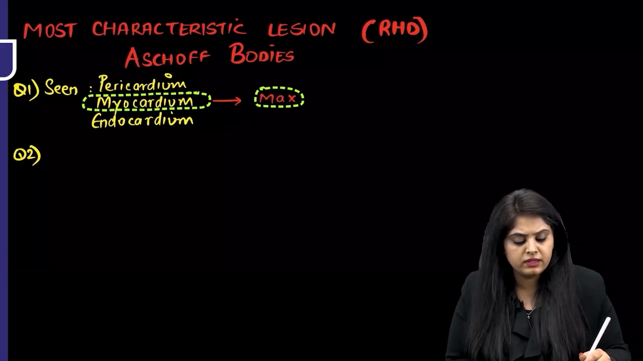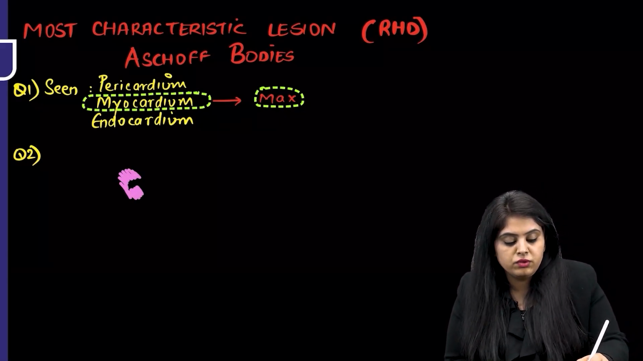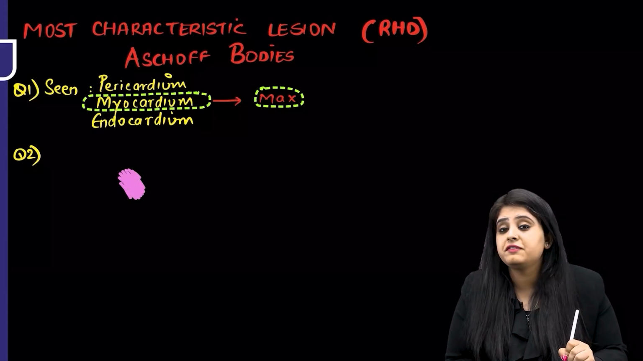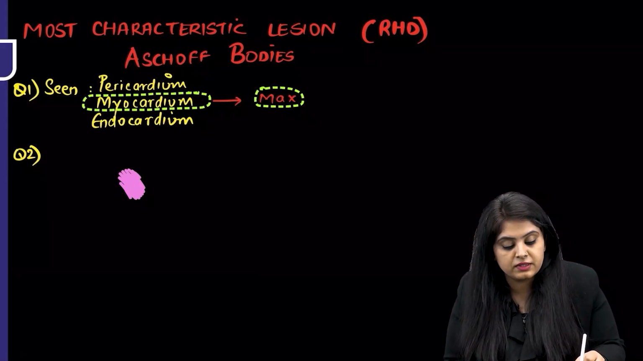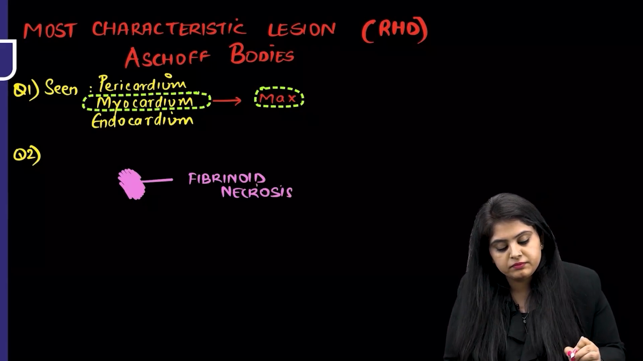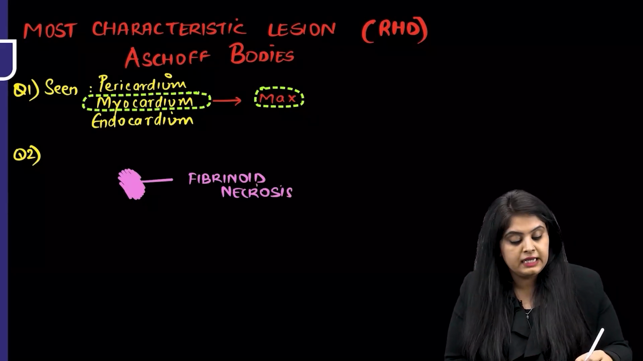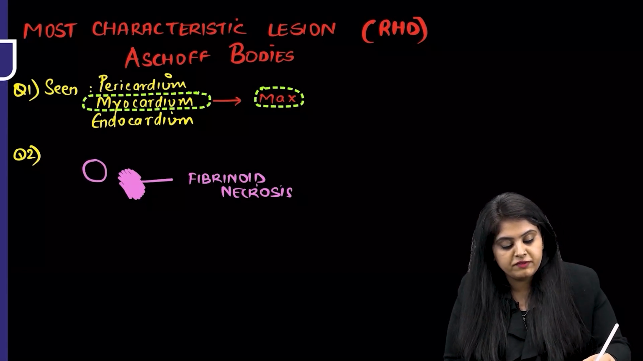So let's draw it out now, then we'll understand it best. In the center of the Aschoff nodule, we have a very famous necrosis. I told you about that necrosis way back in your first chapter. In the center, we have something known as fibrinoid necrosis. Surrounding it, we have some cells, and those cells are going to be very interesting.